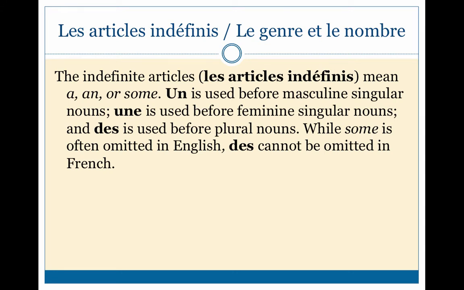So again, this is just a rule going back over what we just talked about. Your indefinite articles are what you use when you want to express a, an, or some. Un is for masculine singular nouns. Une, and when we say that, our lips should be very close together, almost as if you're getting ready to kiss someone. Une, and we want to keep our tongue very tight there. And that's before feminine singular nouns.